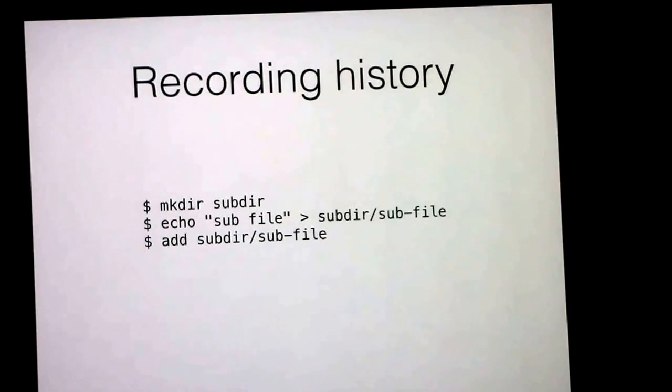So you may be saying to yourself, Scott, this is great if you have a flat directory, but can this handle subdirectories? Well, let's try it. Go ahead and type these commands here. We'll make a subdirectory called subdir in our test repo, and we'll create a file inside of it called subdir/sub-file, and then we will run add on it.